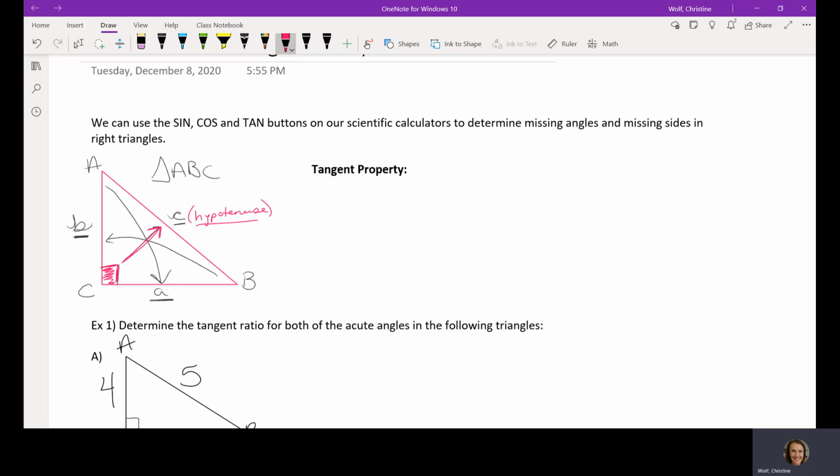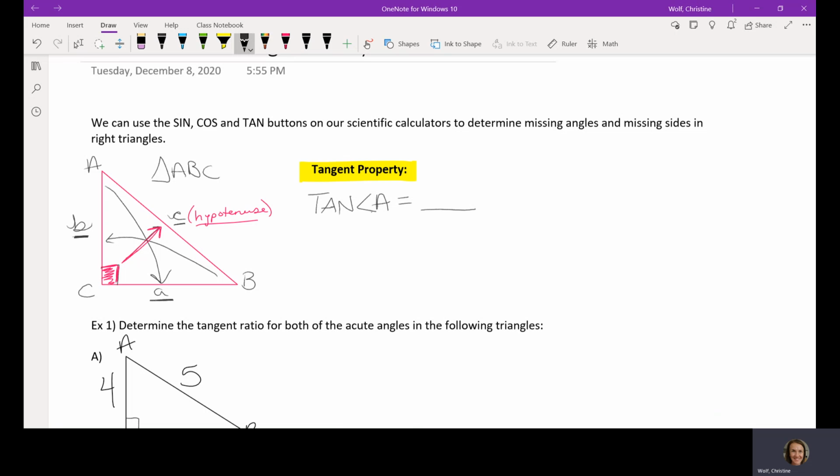So there's something called a tangent property. This tangent property is going to help us figure out missing angles and missing sides in right triangles. And the tangent property goes like this. Tan of an angle. For this specific example, I'll just use A. So say we're talking about tan of angle A. What we do is we're going to create what's called a ratio. A ratio is a really fancy way of saying a fraction.